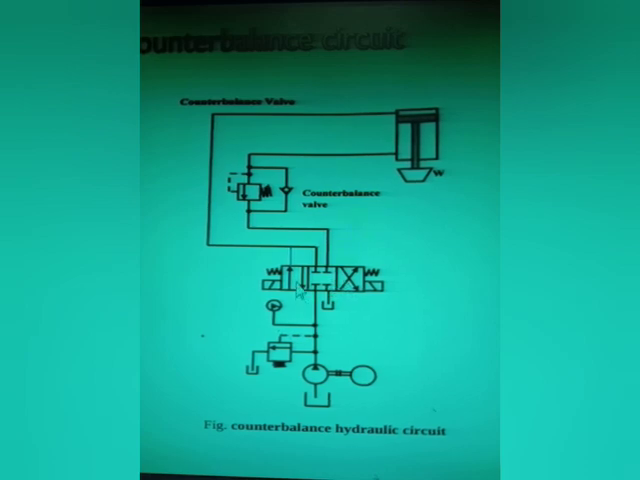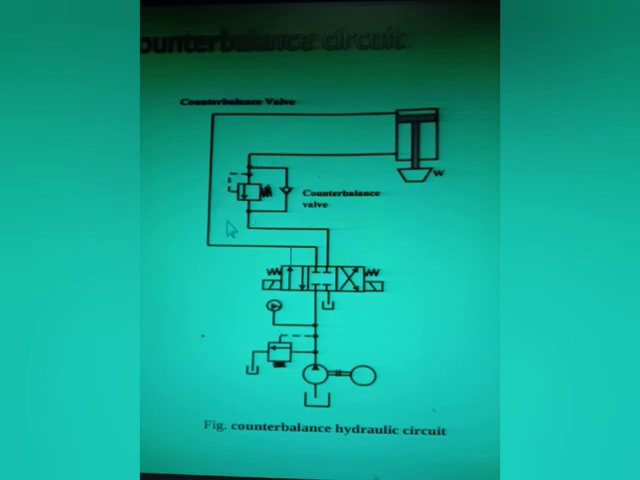So there are three positions: position number 1, position number 2, and position number 3, which is known as the central position. And there is an actuator. You can see here, this is the actuator, a double acting hydraulic cylinder. And one additional part we are using here is known as the counterbalance valve.